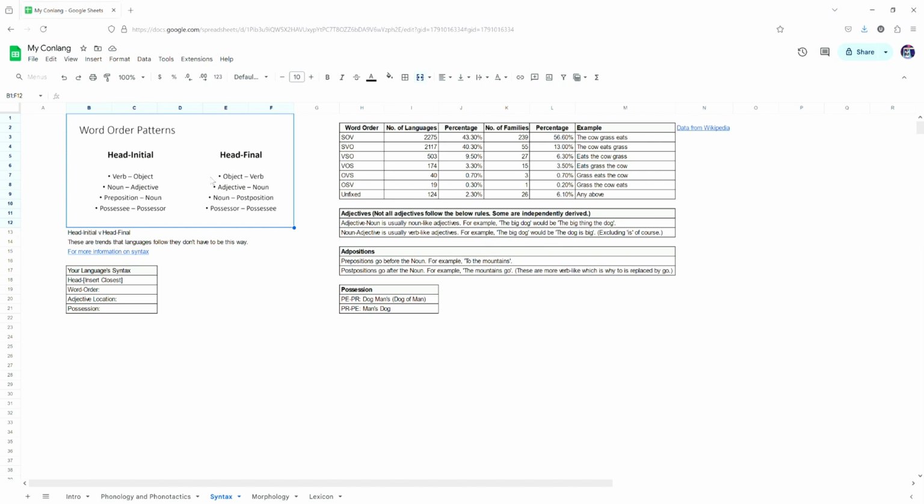Welcome to part 2 of how to create a constructed language. Today, we'll be working with syntax, which is how words combine to form sentences and phrases.